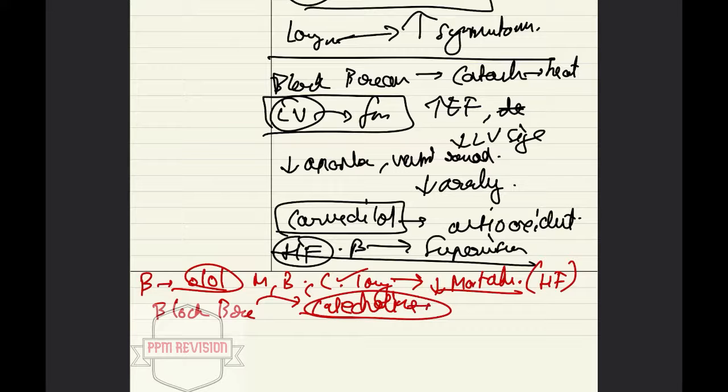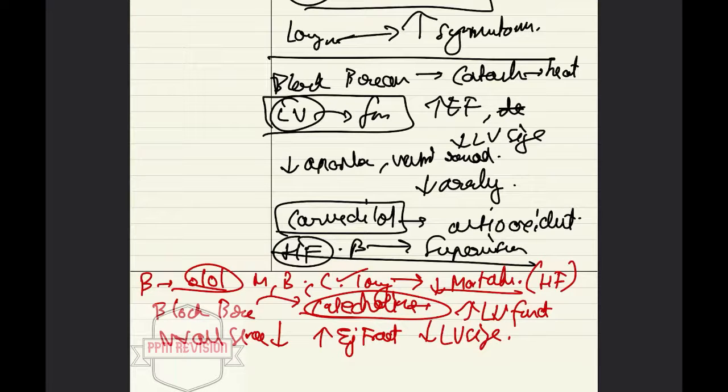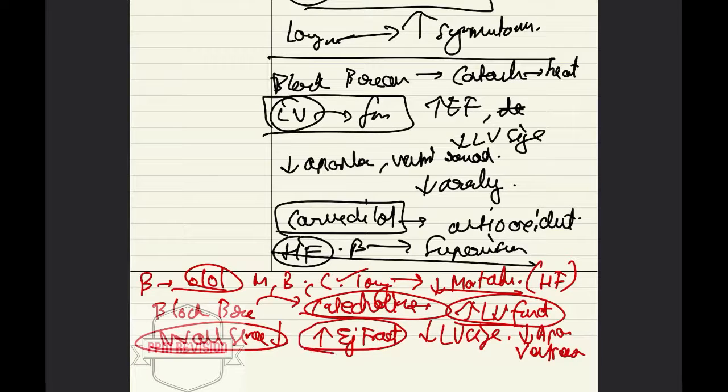of the heart. So what it does, it improves the left ventricular functioning, and it decreases the wall stress. Due to the reduced wall stress, there's an increase in ejection fraction, a decrease in left ventricular size, and a decrease in apoptosis as well as ventricular remodeling. I'll just repeat the points. It improves the left ventricular function, decreases the wall stress, increases the ejection fraction, decreases the left ventricular size, as well as decreases the apoptosis and ventricular remodeling.